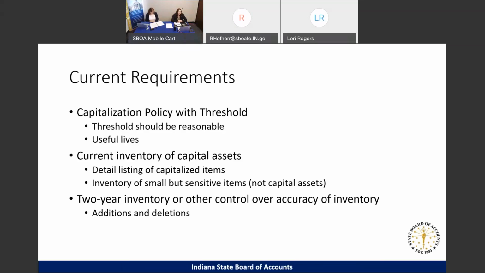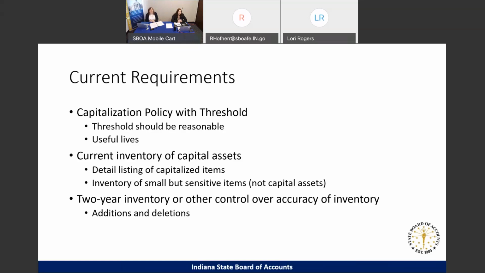However, on the other end, you don't want to set your threshold so high that you're not capitalizing a material amount of your assets. So, for example, if you set your threshold at $100,000, you would probably not capitalize many of your vehicles and equipment that fall below that $100,000 limit. That's not to say for a very large entity, New York City or someplace like that, 100,000 couldn't be a reasonable threshold. But the threshold needs to make sense for your county.